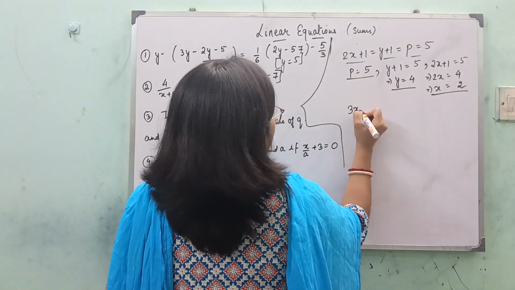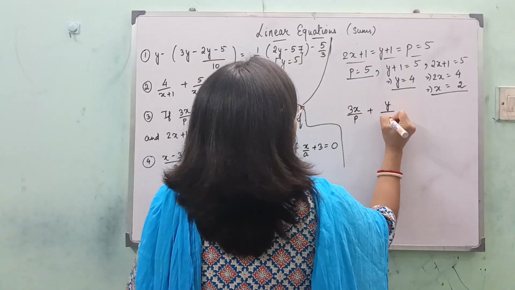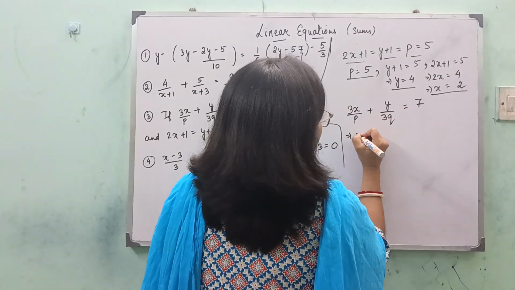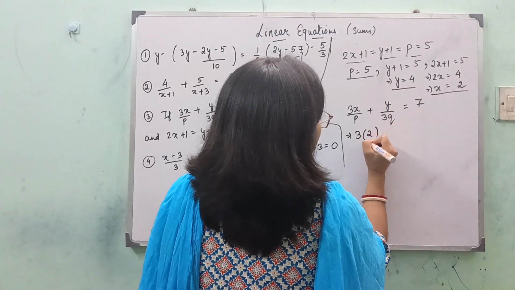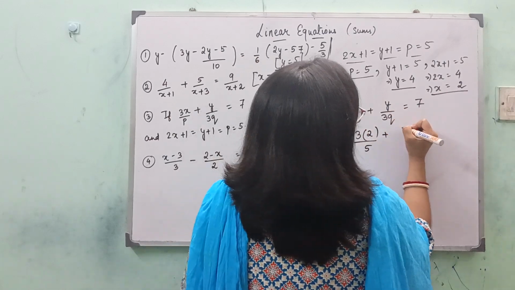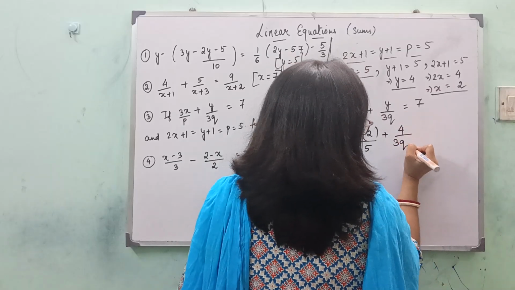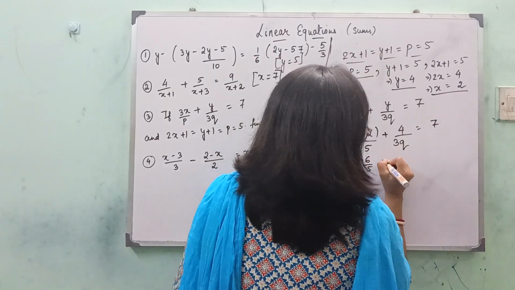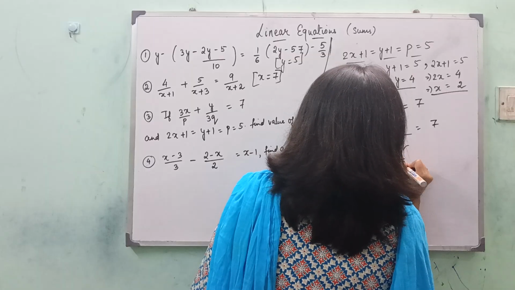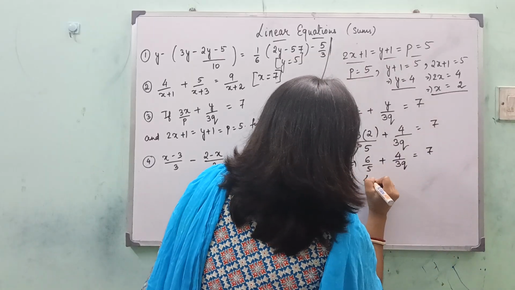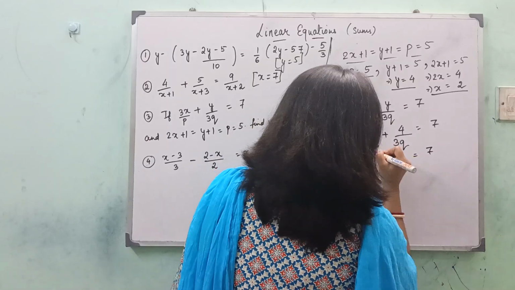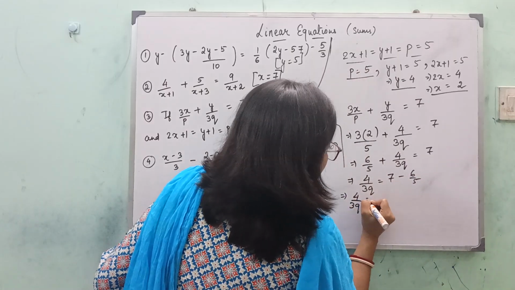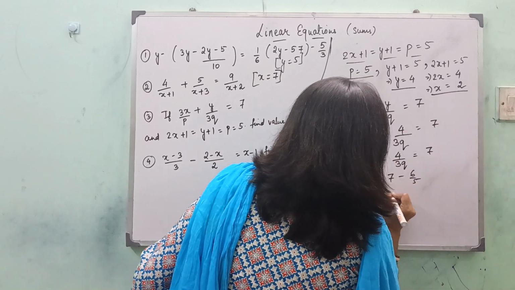It is given to you 3x by p plus y by 3q equals 7. Now we are going to just substitute the values. So 3 into, in place of x, put the value 2, p is 5, plus y is 4, 3q. Q is what we have to find out, is equal to 7. So this is 6 by 5 plus 4 by 3q equals 7. So we will take 4 by 3q this side, take the 6 by 5 that side: 7 minus 6 by 5. So this is giving you 4 by 3q equals, LCM is 5, this is 35 minus 6.